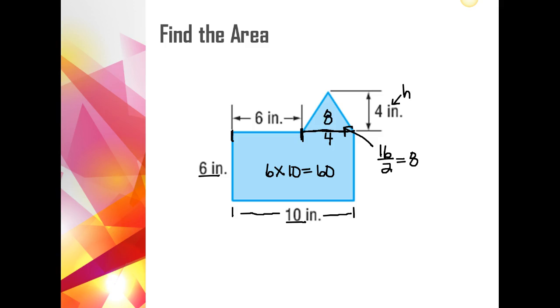To find the total area of the figure, we will add 60 inches squared for the rectangle plus 8 inches squared for the triangle to get a total area of 68 inches squared.